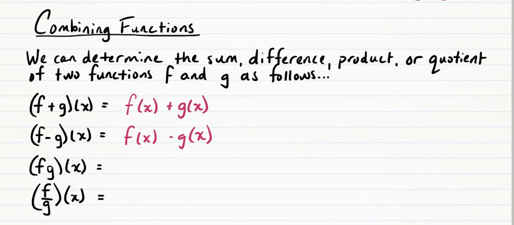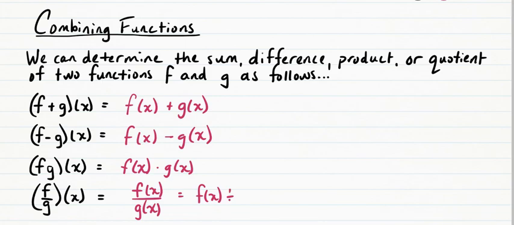The product of f times g of x is equivalent to f of x times the function g of x. And the division of f divided by g of x is equivalent to f of x divided by g of x, or we could write that as f of x divided by g of x.